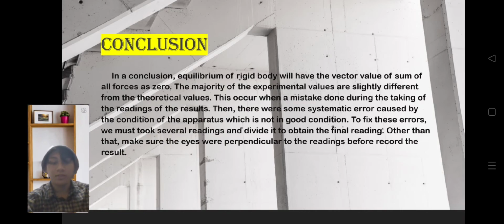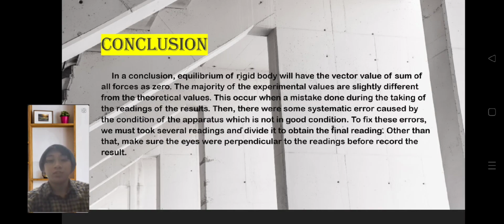In conclusion, equilibrium of rigid body will have the vector sum of all forces as 0. The majority of the experimental values are slightly different from the theoretical values. This occurs when a mistake is made during the taking of the reading of the results. Then, there was some systematic error caused by the condition of the apparatus, which is not in good condition.